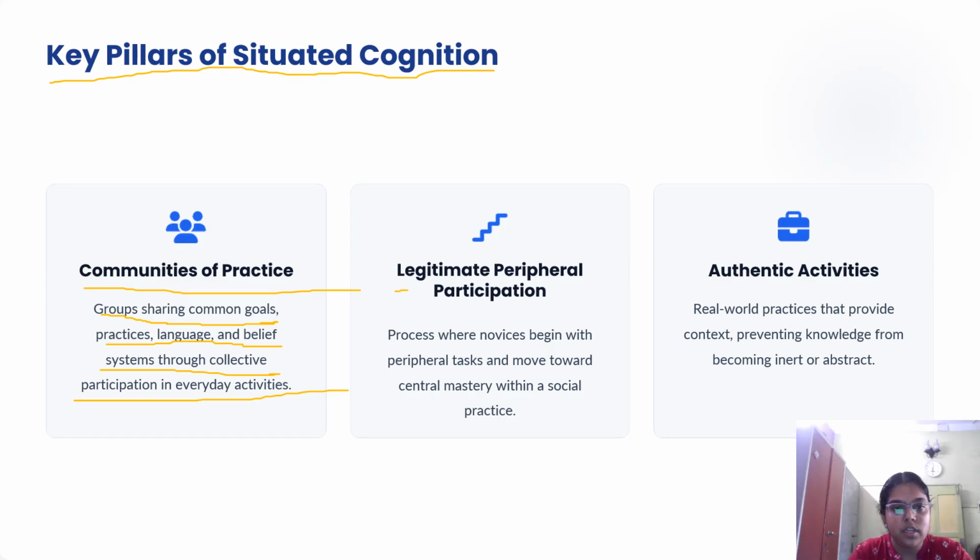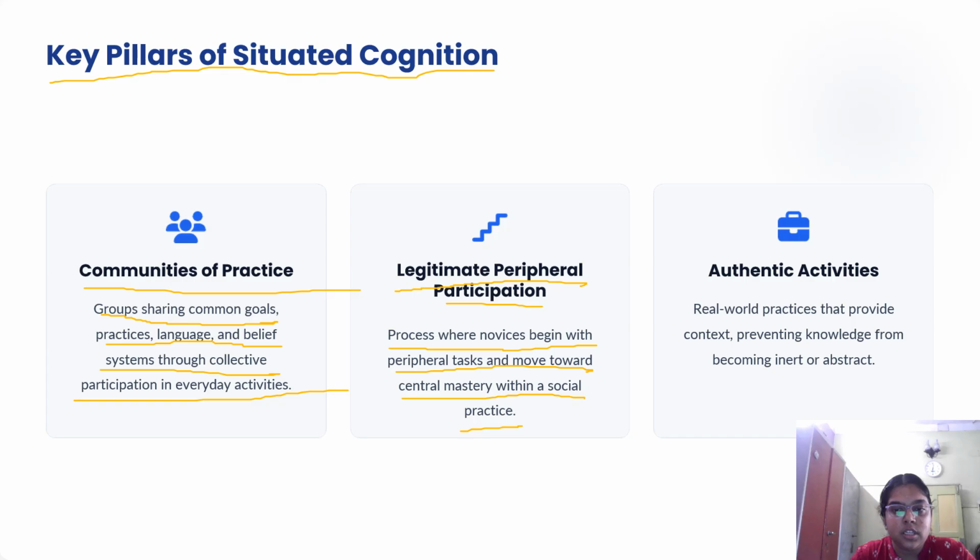Second is legitimate peripheral participation. What is being said here? The process when novices begin with peripheral tasks and move towards central mastery within a social practice. In this process, novices who are newcomers or freshers begin with some peripheral tasks and move towards central mastery within a social practice.